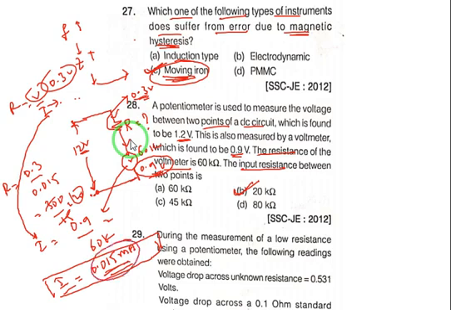Therefore, R equal to V by I, 0.3 volts by 0.015 milliamps. Simplify this, and we will get 20 kilo ohms. So this is the correct answer here.